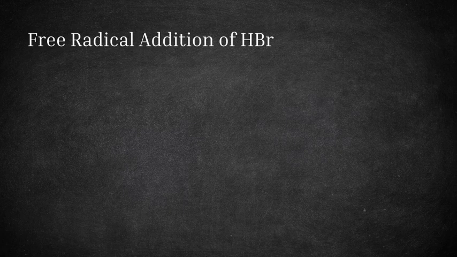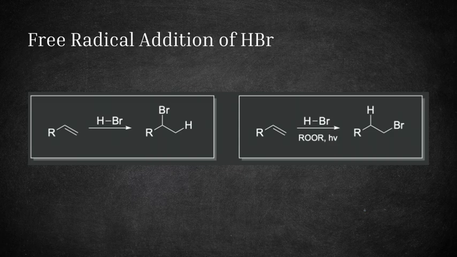The final reaction we will cover in this video is the free radical addition of HBr to alkenes. As we've discussed previously, alkenes typically react with HBr to yield products of Markovnikov addition, where the bromine attaches to the more substituted carbon of the alkene and the hydrogen attaches to the less substituted carbon. However, when the same reaction is performed in the presence of peroxides and heat or light, the product follows anti-Markovnikov regiochemistry, with bromine attaching to the less substituted carbon and hydrogen to the more substituted carbon. Furthermore, this reaction produces a mixture of syn and anti-addition products, as it is not stereoselective.